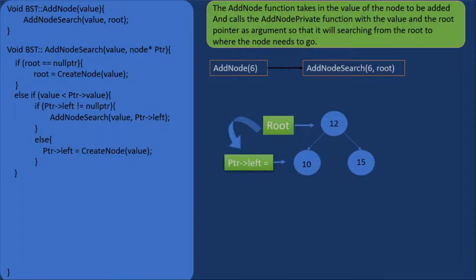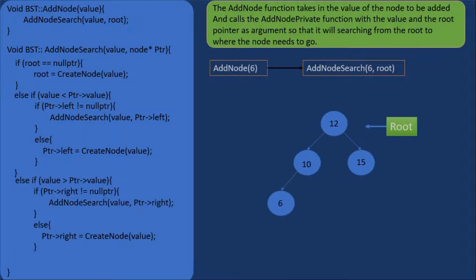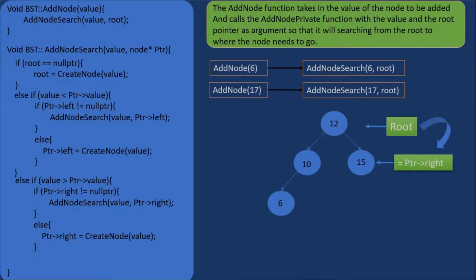Okay, so follow along visualizing as we add a node with the value of 17, starting at the root. 17 is greater than 12, so we go to the right pointer of the root node, which is not equal to null, so we recursively call the add node search, but with the right pointer as our second argument, moving a level down to the node with value of 15, and 17 is greater than 15, but the right pointer of our current node is equal to null, so we point the current node's right pointer to the node we are adding.